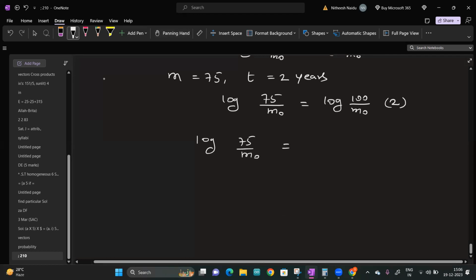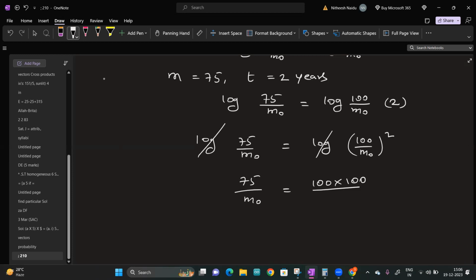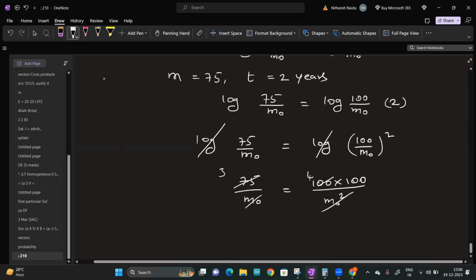75 by m naught. You can write this multiple as a whole square. Can I write that? And log you can cancel. So 75 by m naught is equal to 100 into 100 by m naught square. One m naught got cancelled. 75 and 100 got cancelled, 3 times, 4 times. So 3 is equal to 400 by m naught, which implies that m naught is equal to 400 by 3.